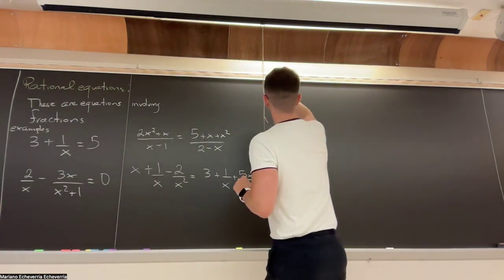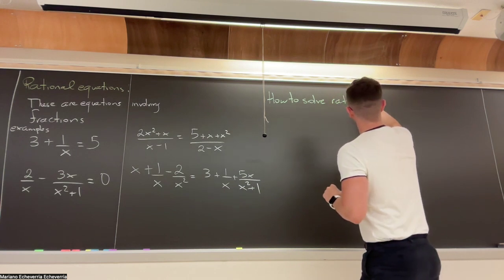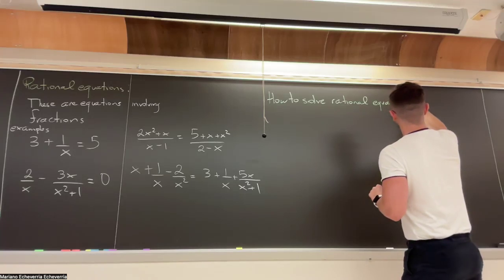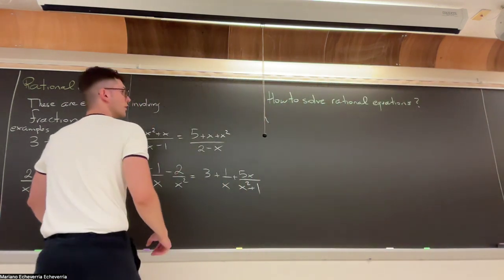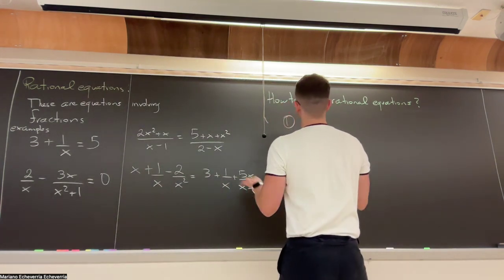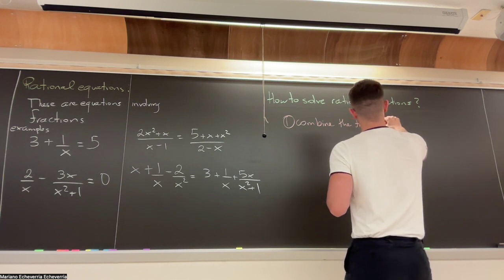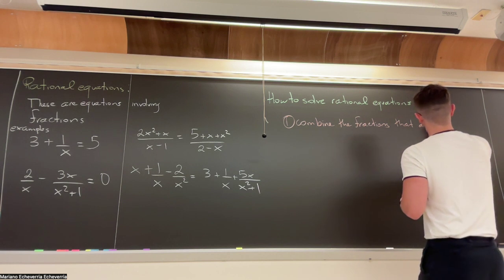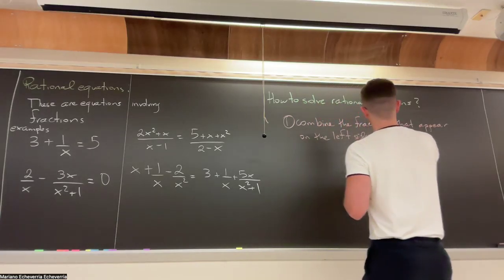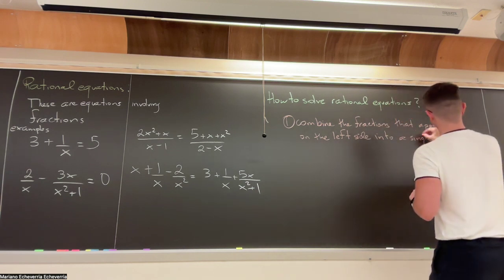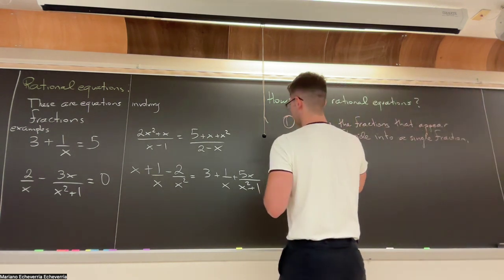Okay, so let me write that down, and then I'll do some examples to show you how this is supposed to work. So, how to solve rational equations. Essentially, the first step is to combine the fractions that appear on the left side into a single fraction. And you do the same for the right side.